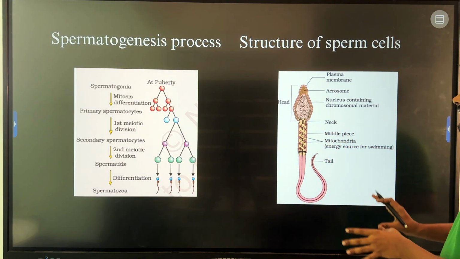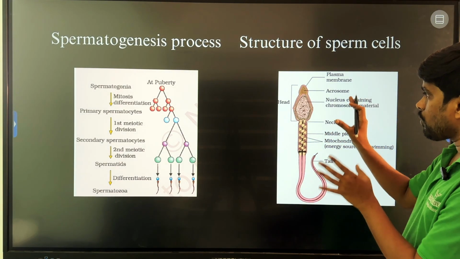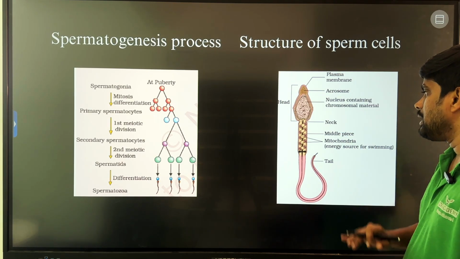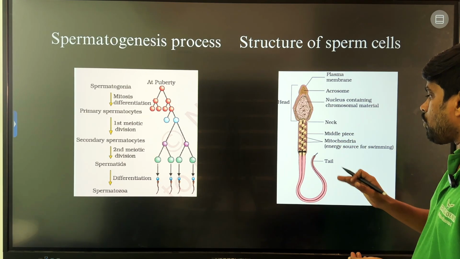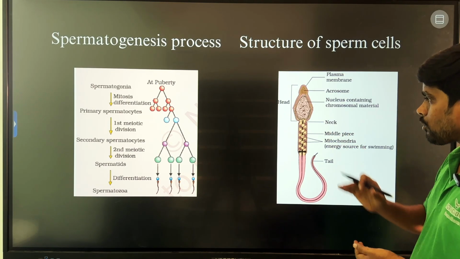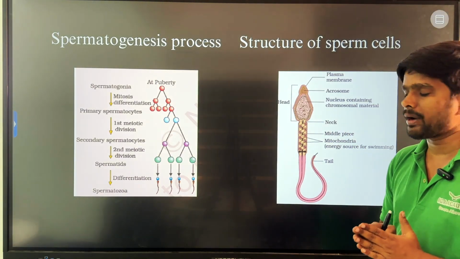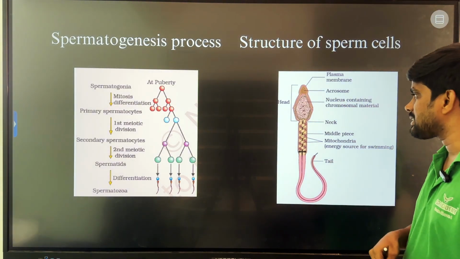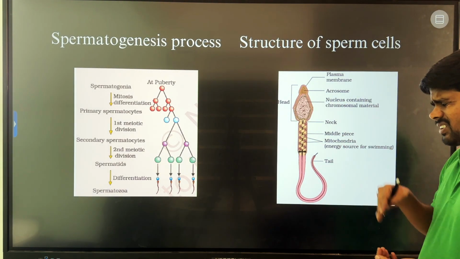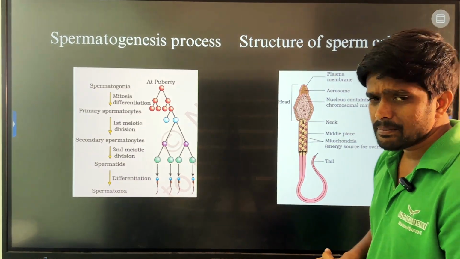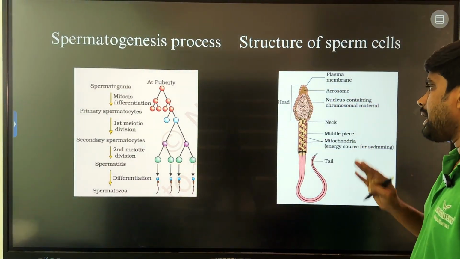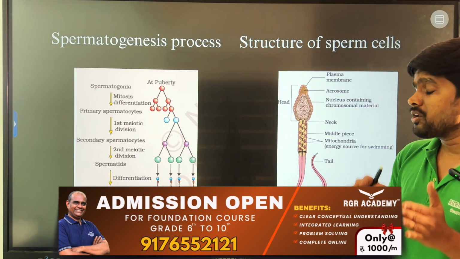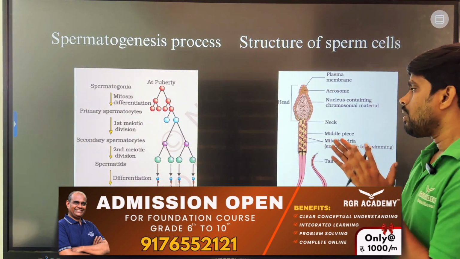Each sperm cell is divided into 4 parts. What are the 4 parts? The first one is the acrosome structure, the second one is the neck, the third one is the middle piece, and the fourth one is the tail. The acrosome structure is a cap-like body filled with enzymes. What enzymes are present in the head of the sperm cell? Acrosin enzyme and hyaluronidase enzyme. These 2 enzymes are responsible for penetrating the zona pellucida membrane of the ovum.